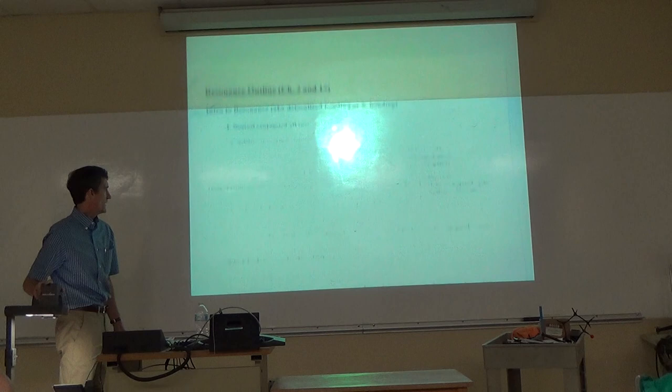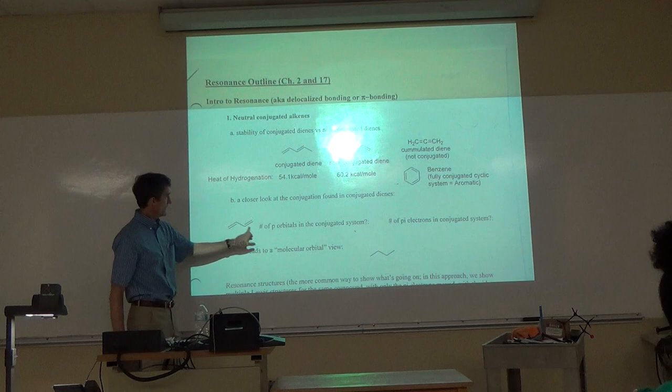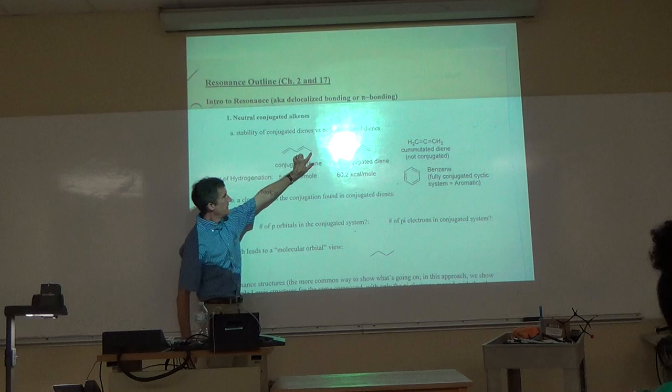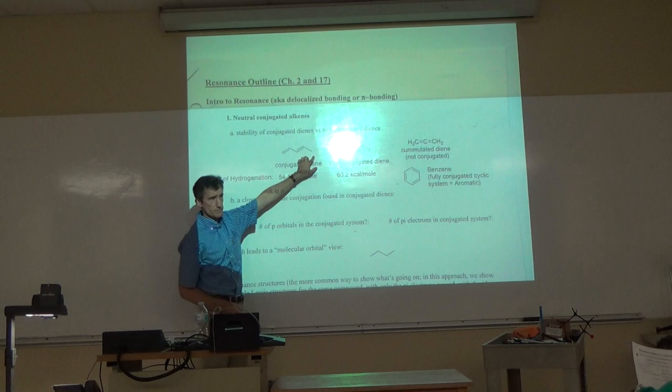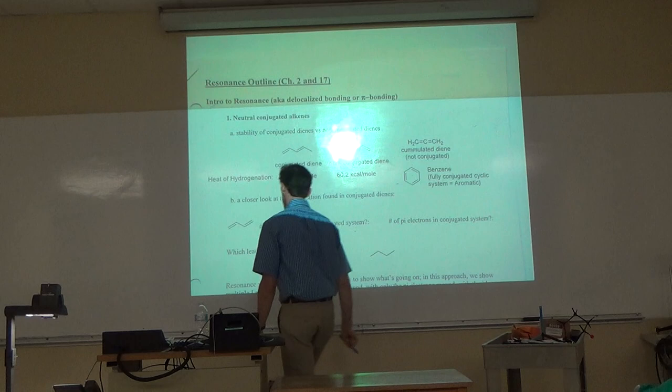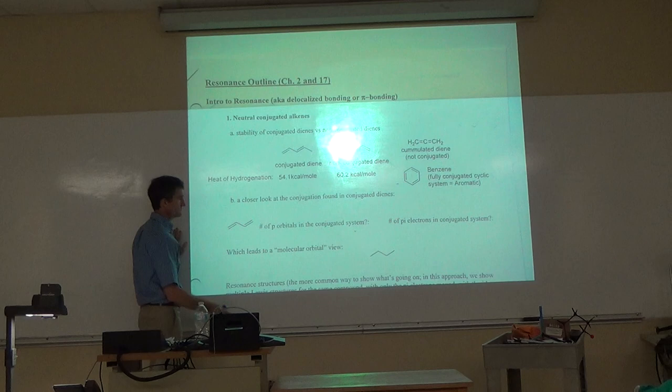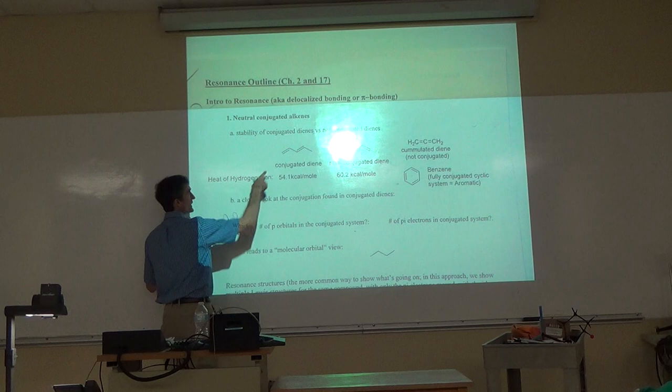Okay, a closer look at conjugation. We sort of did it here. Let's ask a question. Same compound is there. I just removed the methyl. And by the way, is there a p orbital on that end methyl? No. Okay. How many p orbitals are in the conjugated system here? Well, that's easy, right? There's four, right? It's the same as above, we just lost the methyl. Number of p orbitals in the conjugated system, 4.